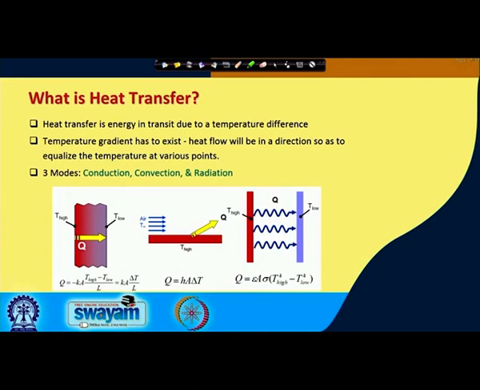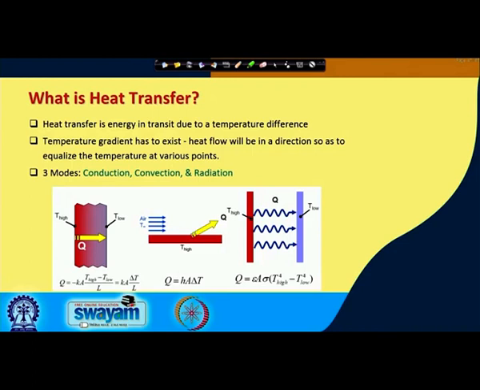So, what is heat transfer? Heat transfer is energy in transit due to temperature difference. It is also called thermal energy. So, heat or thermal energy flows from a higher temperature to a lower temperature. And for heat to flow, a thermal gradient, which is a difference in temperature, must exist.